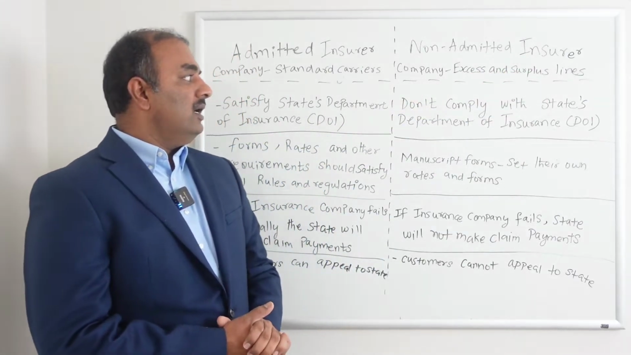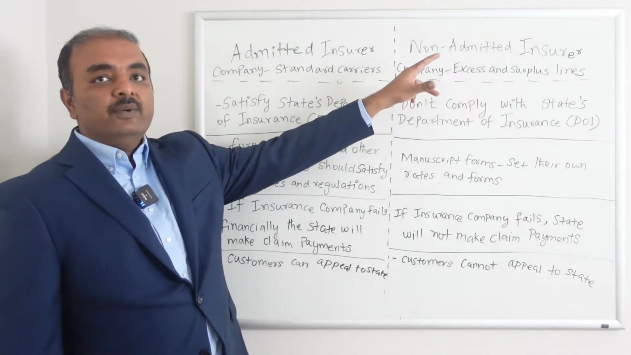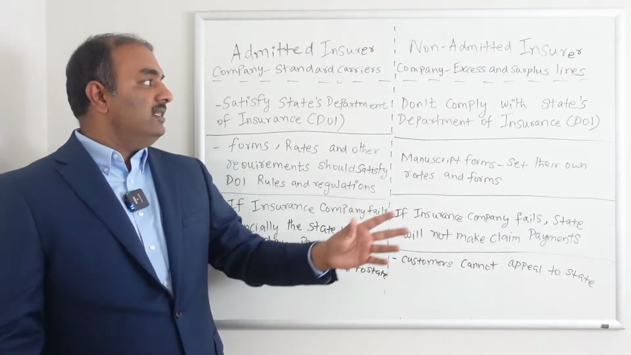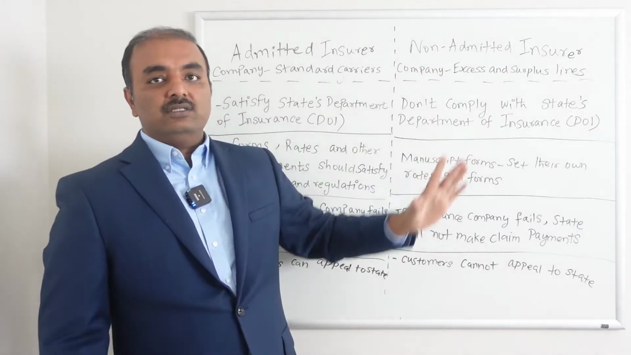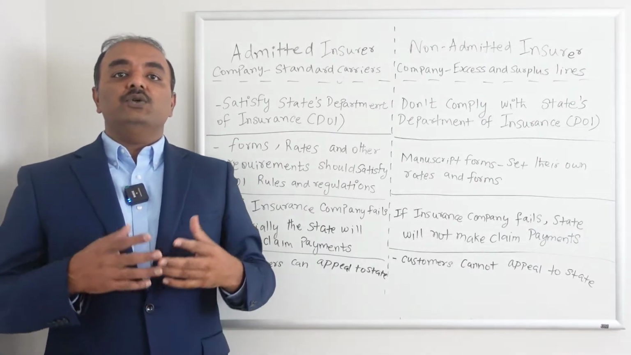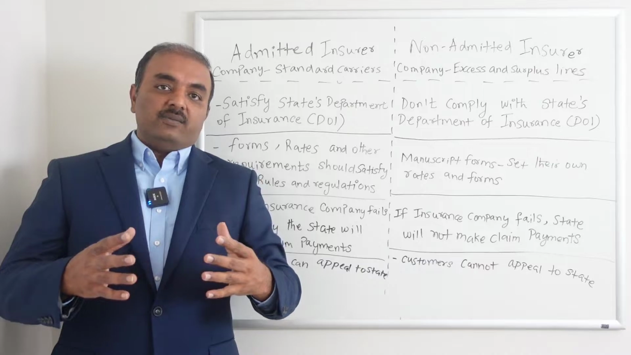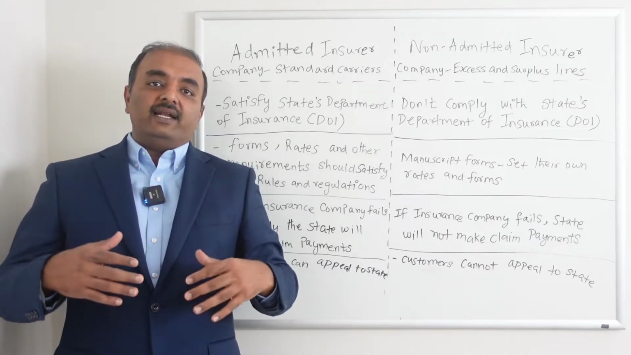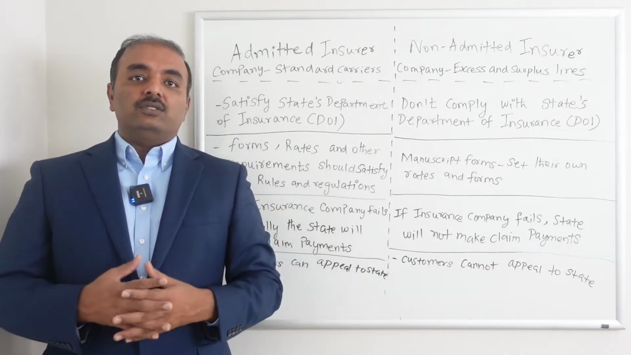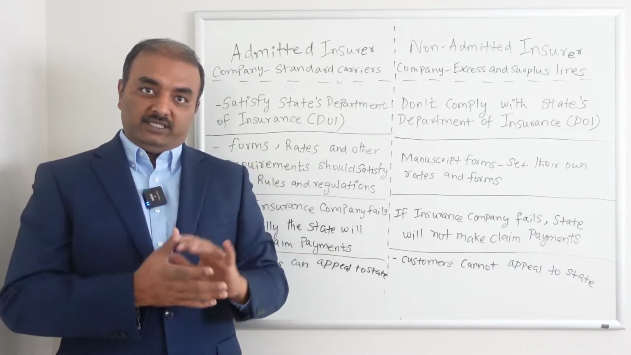Now, non-admitted insurers don't comply with State Department of Insurance rules because they are insuring customers who are too risky, so that they can customize their forms or have higher deductibles, whatever they want, so that they can insure these high-risk customers.